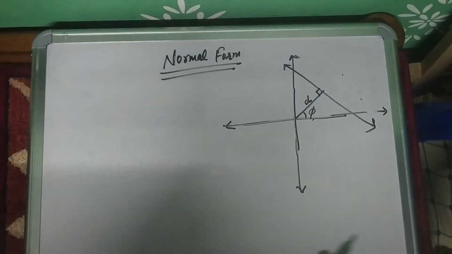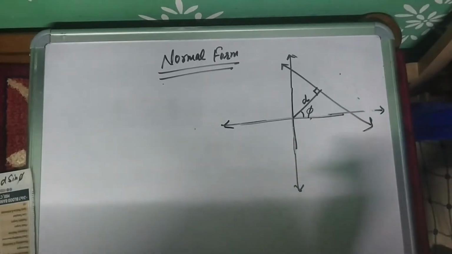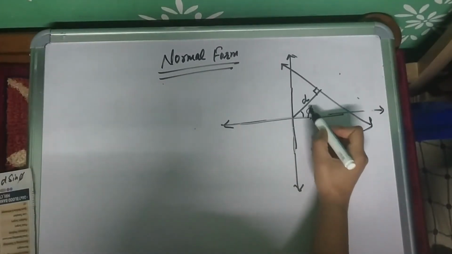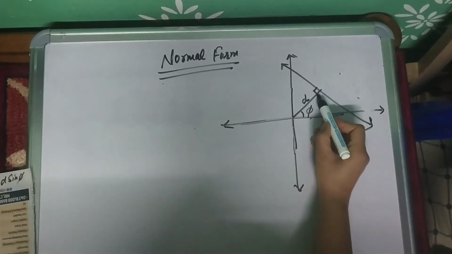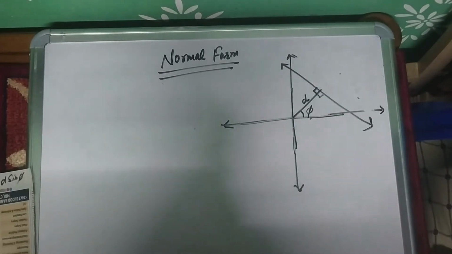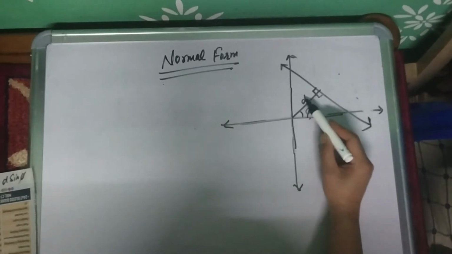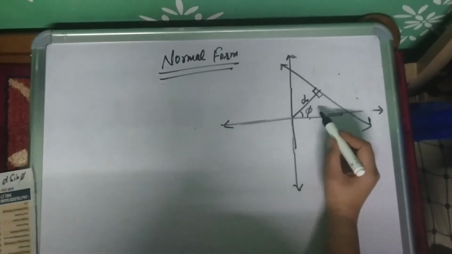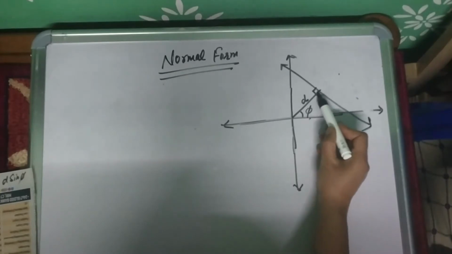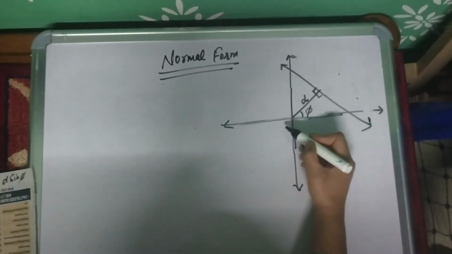Now, the normal form of a line. How can you find out the normal form of a line? Here, as we have been given d and phi, this is a right angle triangle, and we have been given d and phi. That means we can find out the rest of the sides of the triangle. In trigonometry, an angle and a side are enough to find out the other measures. As this is 90 degrees and this is phi here, this is the base and this is the hypotenuse.